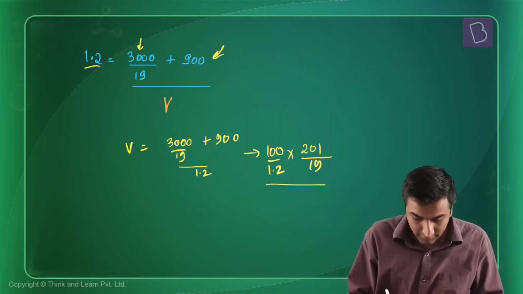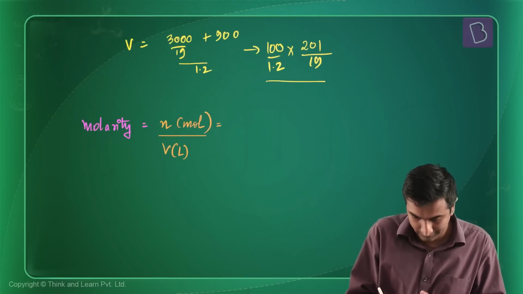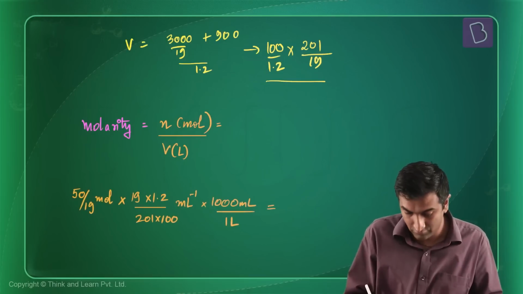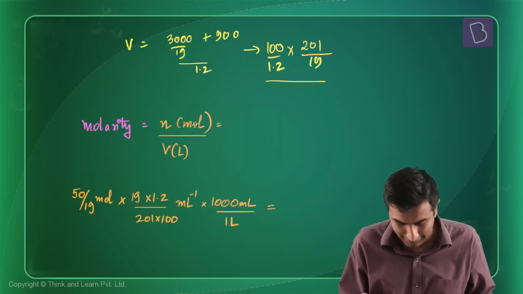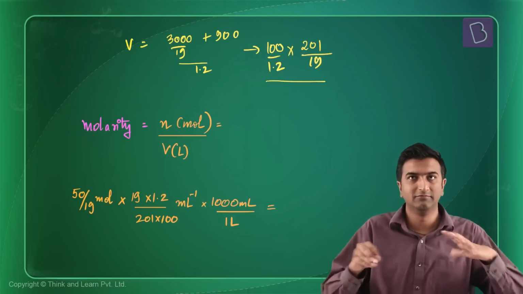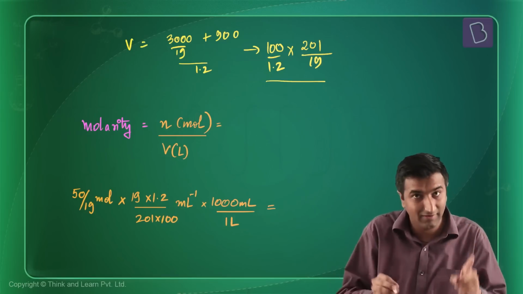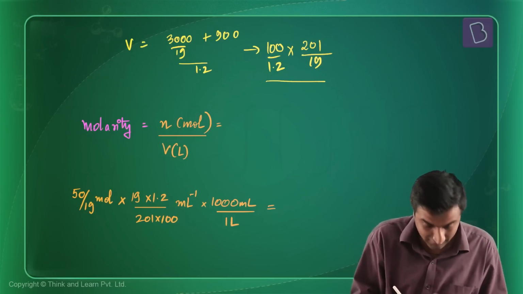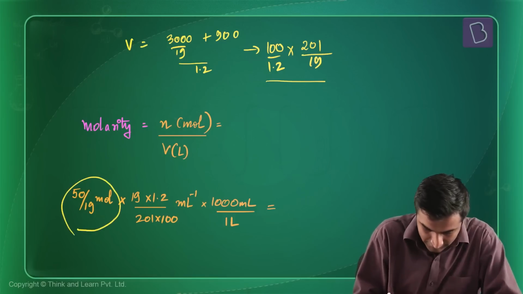Okay. Now from here, I'm going to substitute in this molarity equation. That's it. I've got the volume. I know the number of moles. And the interesting thing is that 19 just cancels out nicely. Yeah. So it's nice that we did not go ahead and calculate it in decimals. We waited, and that's a good thing in this case. Luckily. So you have 50 by 19 moles, which is the number of moles.